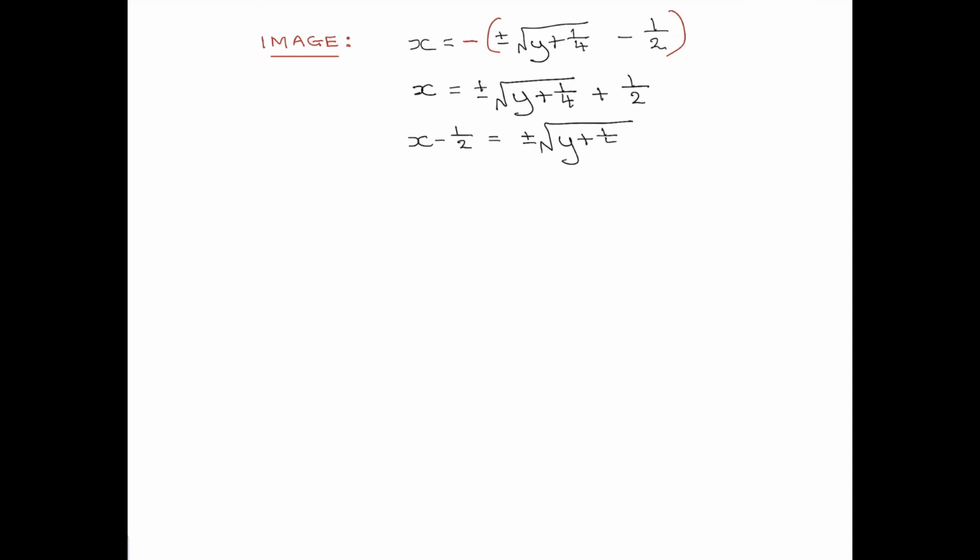Squaring both sides gives us x minus a half all squared equals y plus a quarter, and subtracting a quarter from both sides, x minus a half all squared minus a quarter equals y. And of course we can swap sides.